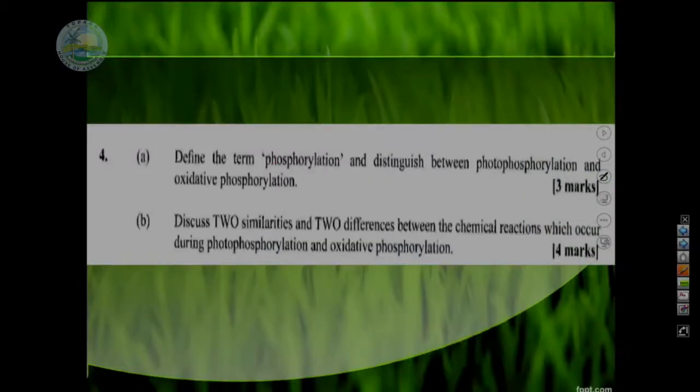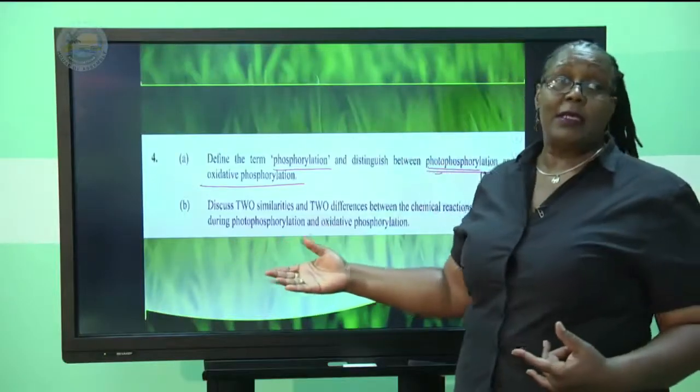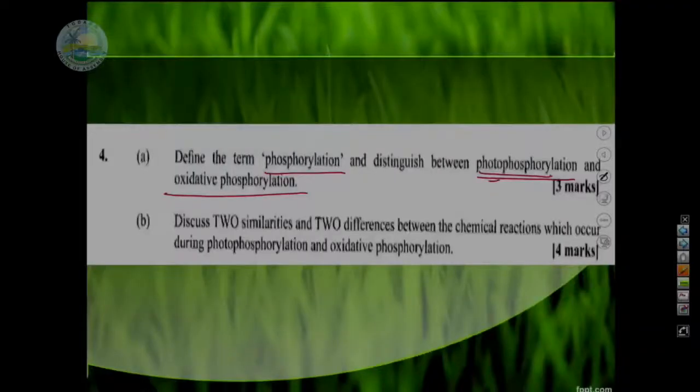Define the term phosphorylation and distinguish between photophosphorylation and oxidative phosphorylation. Okay, so I brought this in even though we are not doing photophosphorylation at this point, because that really occurred in photosynthesis. It's important, as I said, you can be asked these questions. It's important for you to be able to identify the different types of phosphorylation. So phosphorylation, as we said, is simply the addition of phosphate to a molecule.